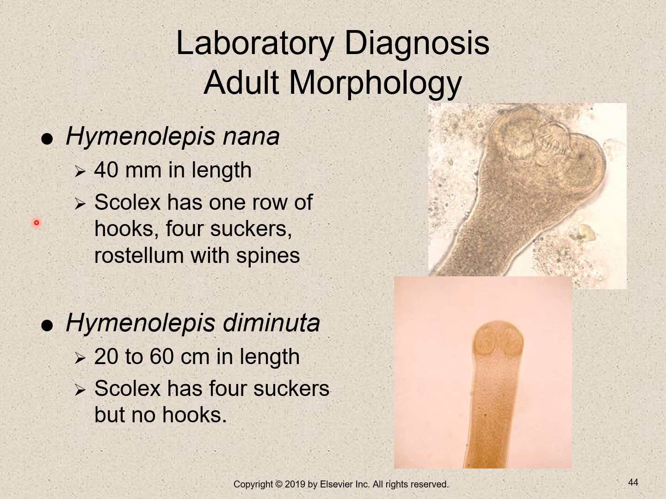The adult Hymenolepis nana worm is approximately 40 millimeters long, and it has a small scolex with 4 suckers and a rostrum with spines. The Hymenolepis diminuta species measures 20 to 60 centimeters in length, and the scolex has 4 suckers but no hooks. So in both of these images, you're only seeing one side of the scolex, so that's why the 4 suckers are not apparent and you can only see the 2.